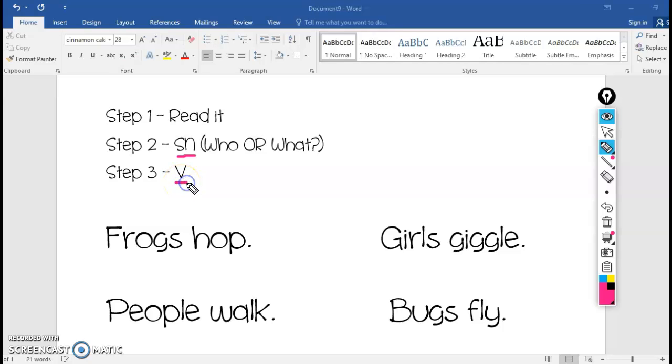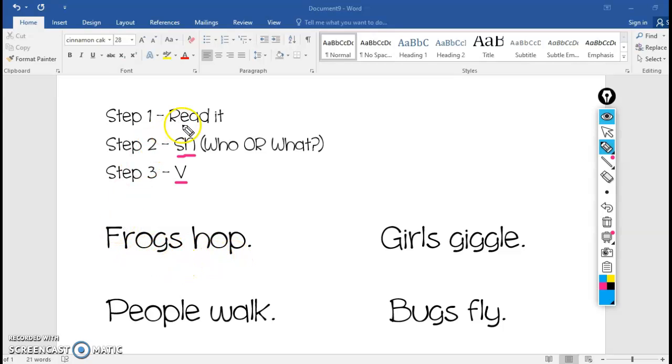And then step 3 is we look for the verb, which we shorten by using the letter V. So I'm going to show you how I will read these sentences down below with a question and response sequence, and I'll also use my little pen to write the letters SN above the subject nouns and V above the verbs. So I'll start with this first sentence right here.